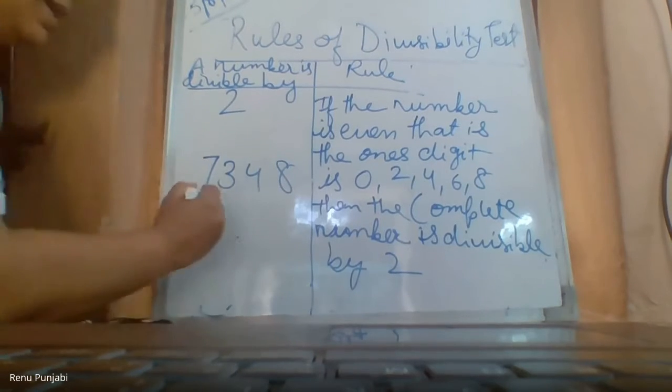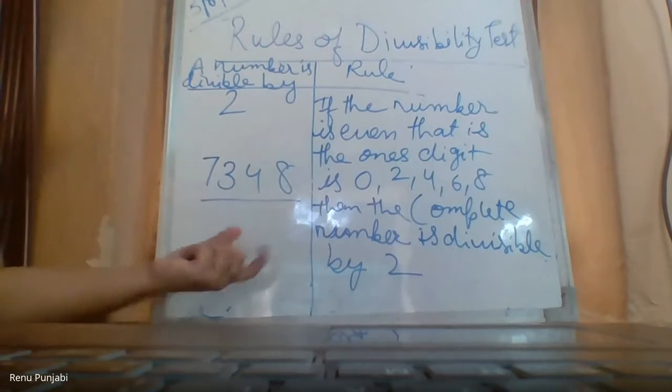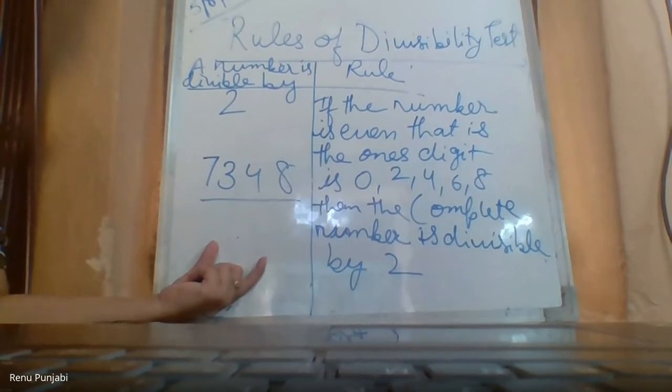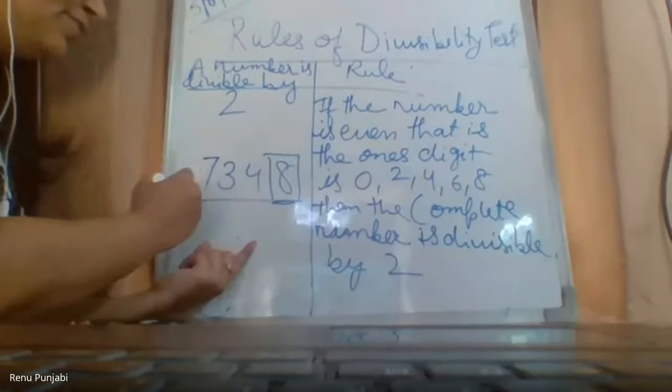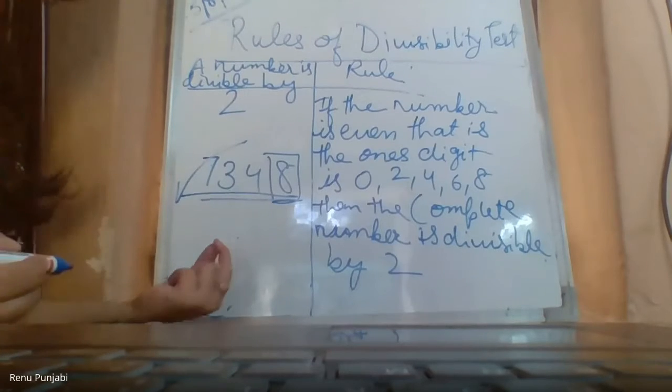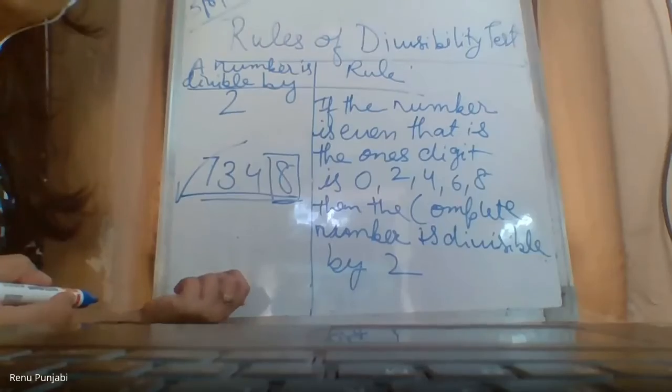So if the number is this, without doing the long division method, how will you check whether this number is divisible by 2 or not? By looking at the ones place. Which is 8. And so we can say the complete number is divisible by 2, because it is even. Got it, everyone? Yes, ma'am.